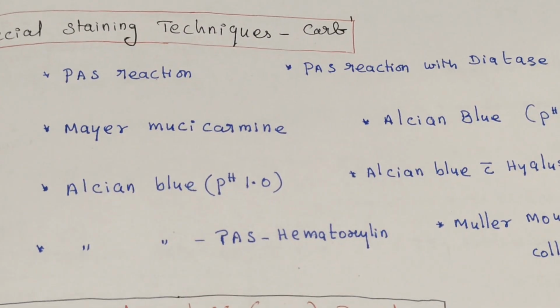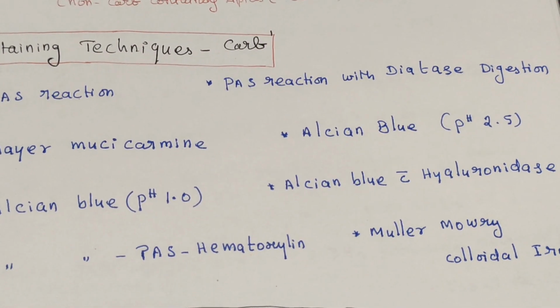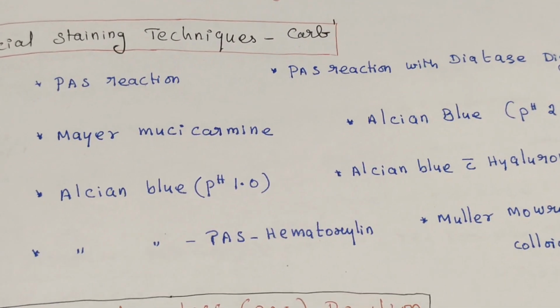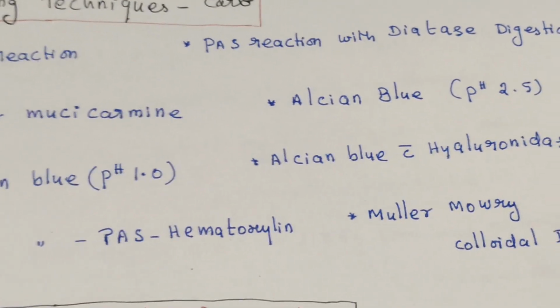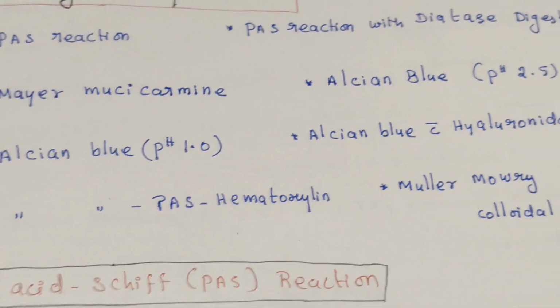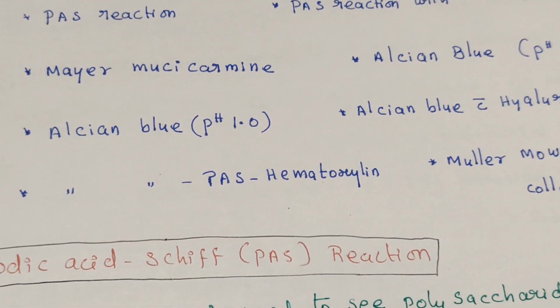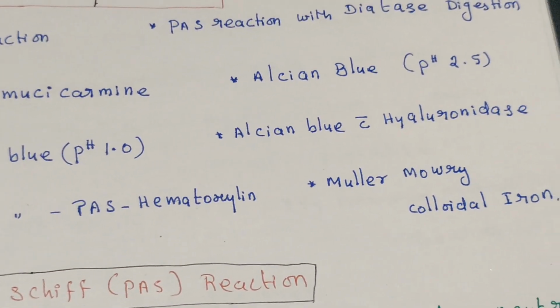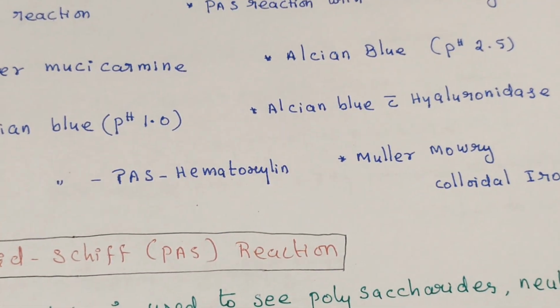So what are the things? PAS reaction, PAS reaction with diastase digestion, Mayer's mucicarmine, Alcian blue pH 2.5, Alcian blue pH 1, Alcian blue with hyaluronidase, then Alcian blue PAS hematoxylin, then Müller-Mowry colloidal iron.